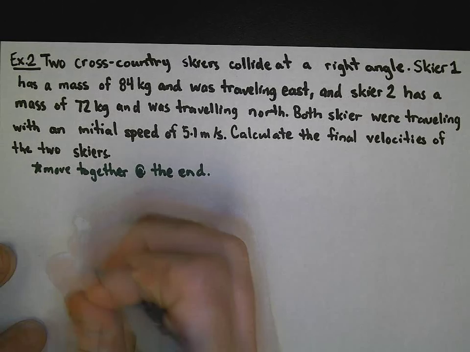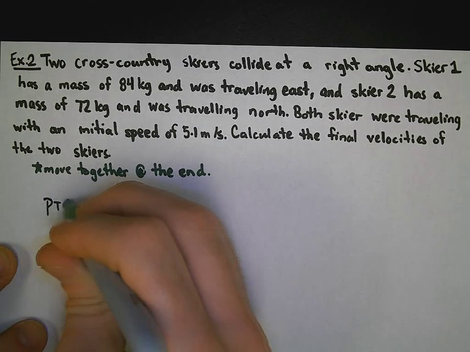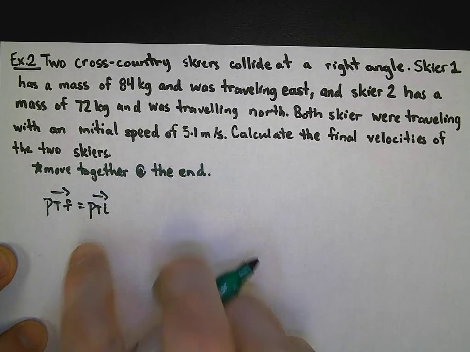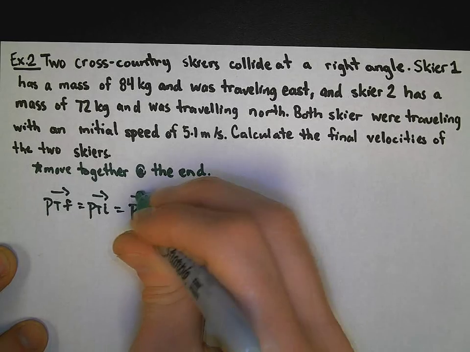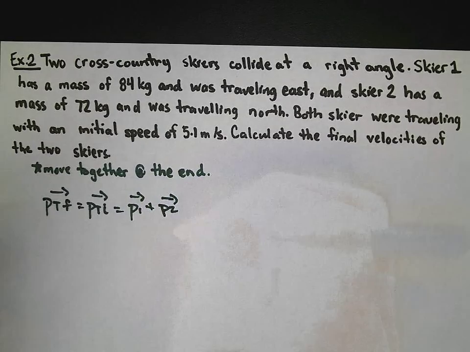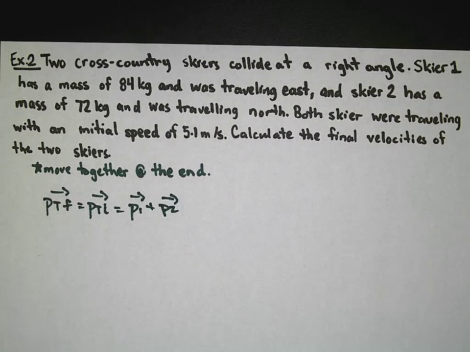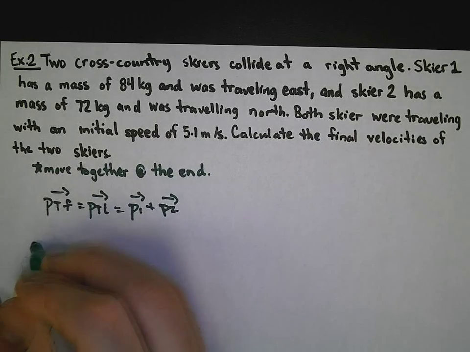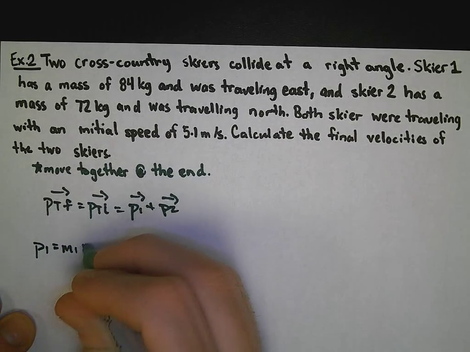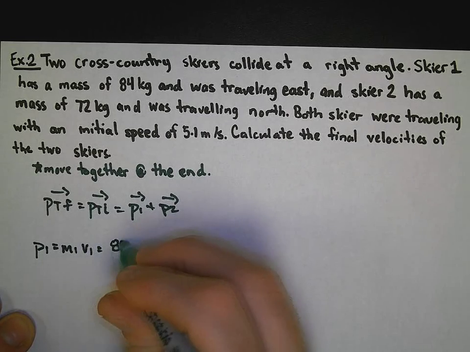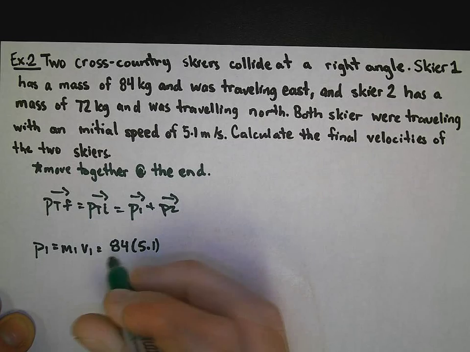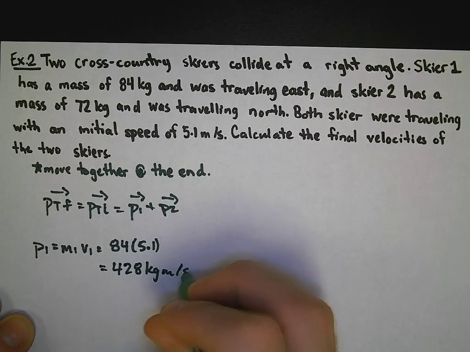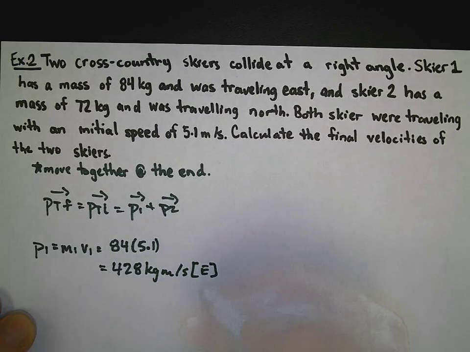And we should remember that total final momentum will be equal to our total initial momentum, and our initial momentum is made up of P1 plus P2 coming from both skiers. And if we look at the first skier, which was 84 kilograms and traveling east, we can calculate that momentum P1, which is M1 V1, and that will be 84 multiplied with 5.1 because they both had the same speed, and that will be 428 kilogram meters per second, and that skier was traveling east.